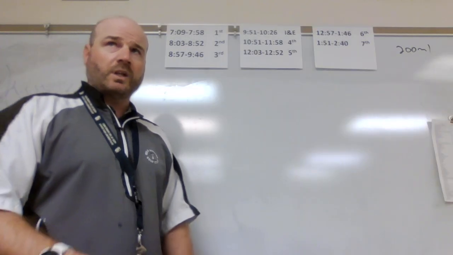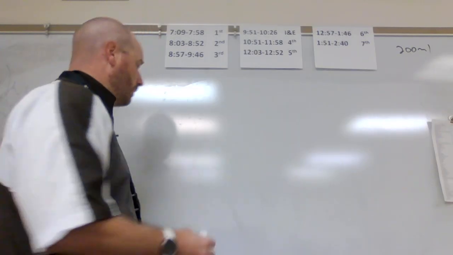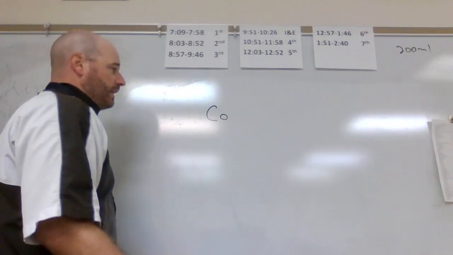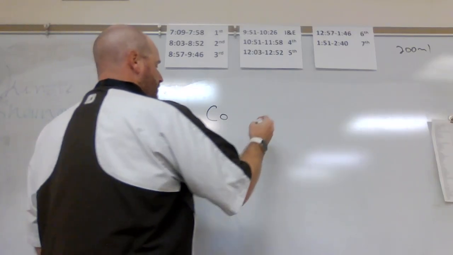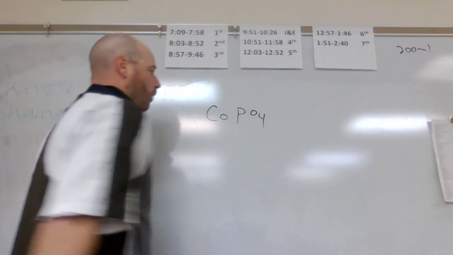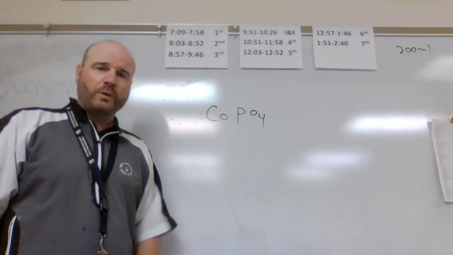So I'm just going to pick a transition metal here. I'm just going to go with cobalt. All right, and then I'm going to throw poly on there. So let's go 4. Okay, so now we have this right here.